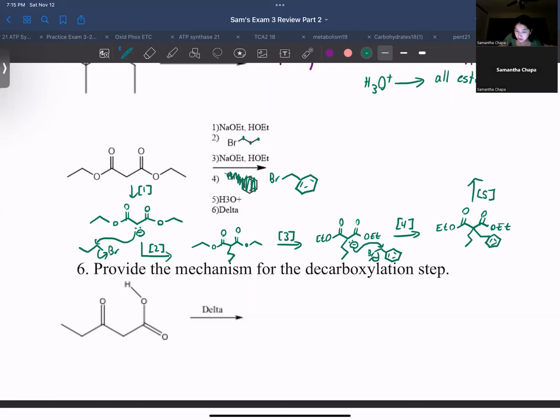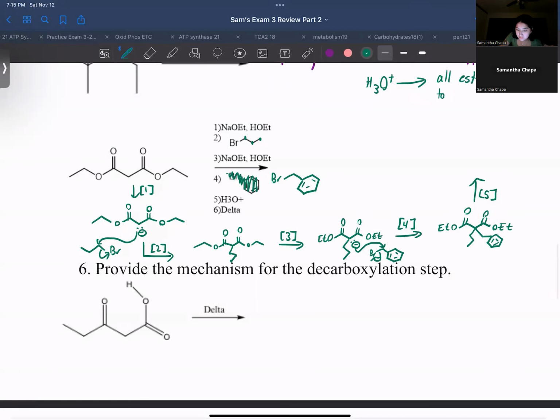All esters convert to carboxylic acids. Then on my compound, I have 2 ester groups. Those 2 ester groups are going to turn into carboxylic acids. Total of 3 carbons in the middle.